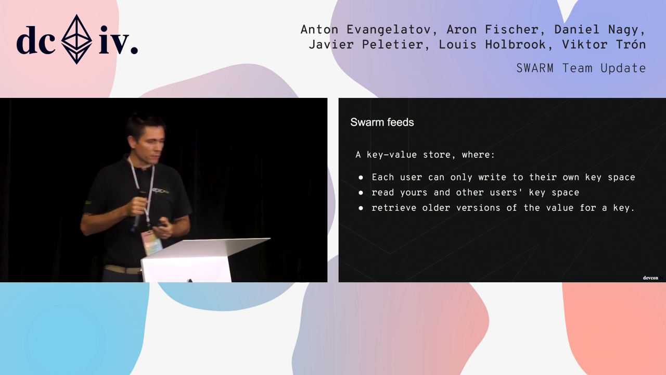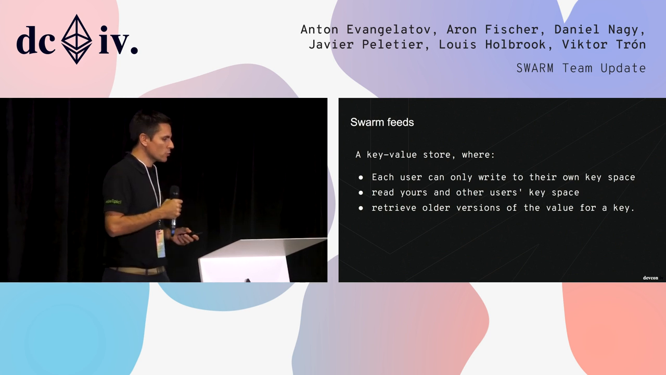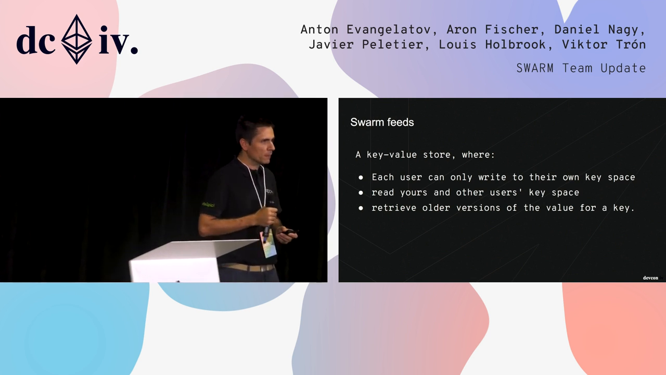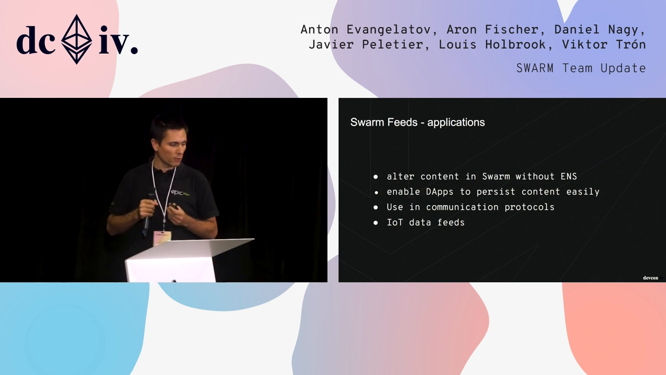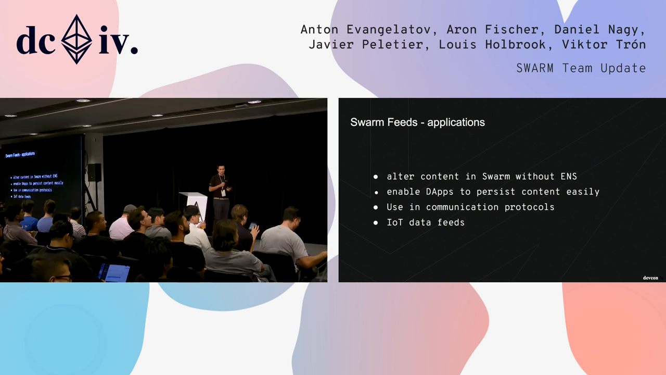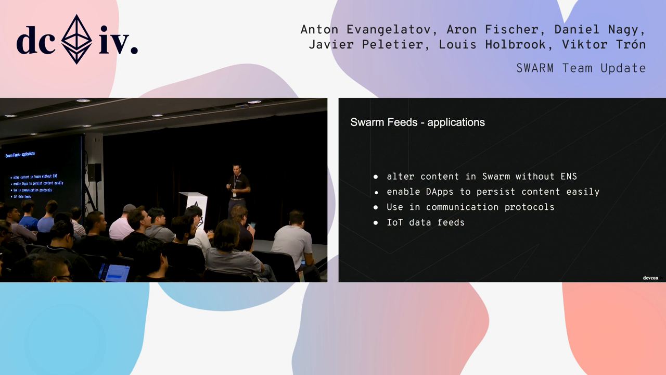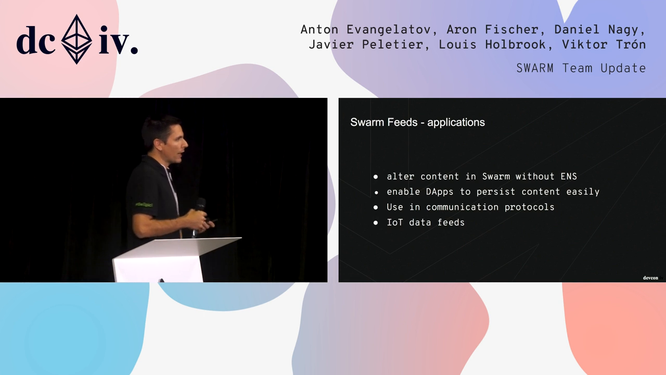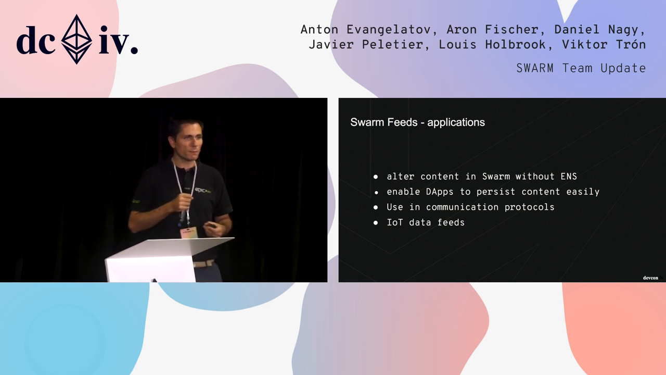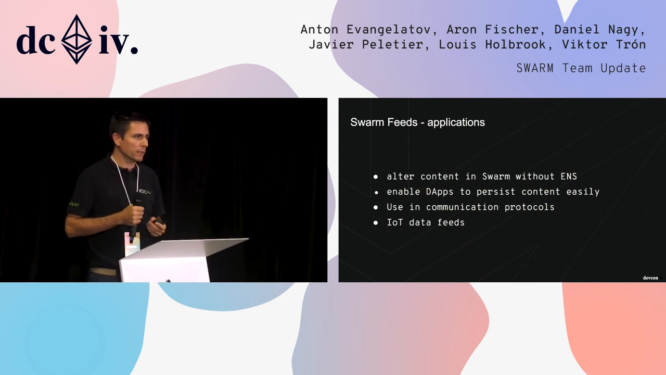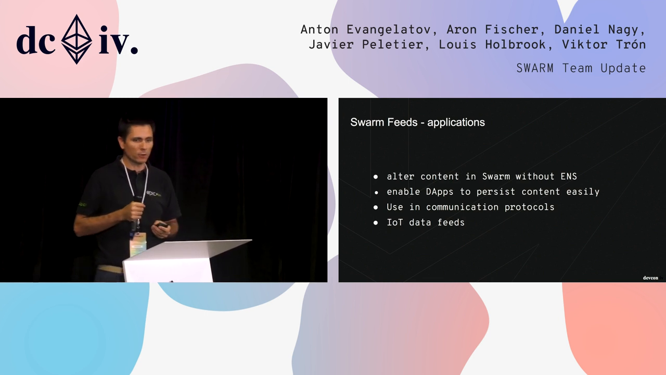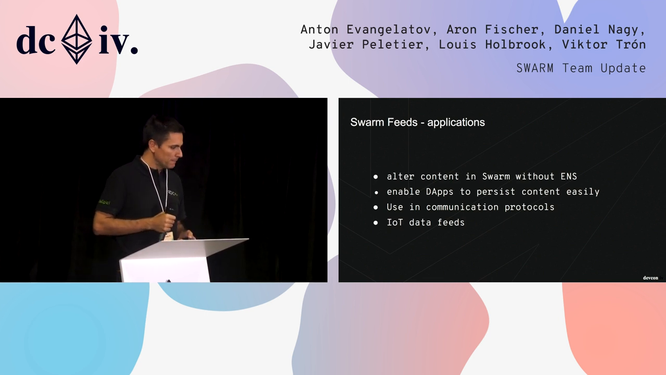So, applications that we can do: we can alter content in Swarm without ENS. You can use ENS as well, but you don't have to. You can enable dApps to persist content easily. So from the browser, your browser application could save some value to Swarm and retrieve it later. You could use it to improve communication protocols among your applications. And also IoT devices could push information to Swarm just by holding a private key. And that's it, not even ethers on that private key.